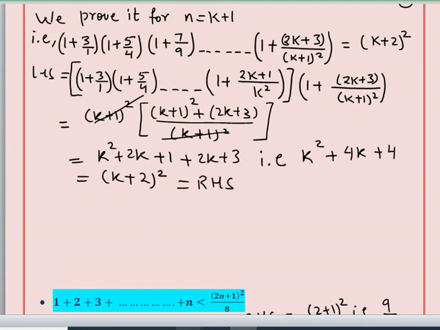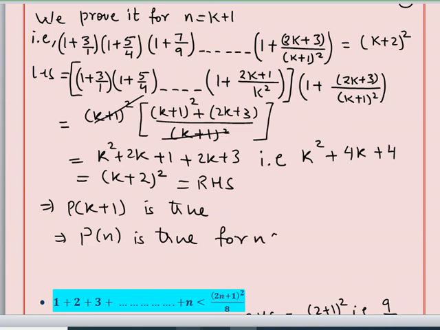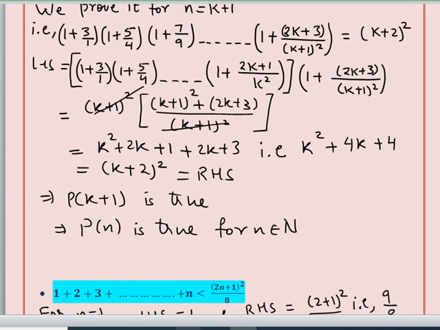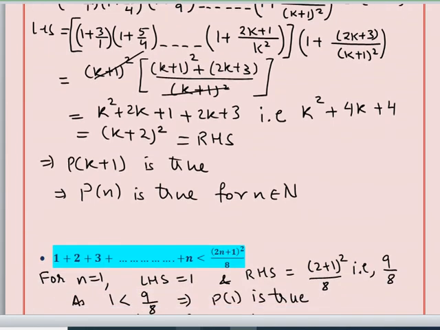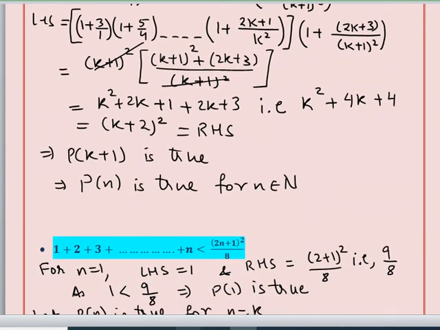So we could prove that the result is true for k + 1 also. So we can say P(k+1) is true, which further implies P(n) is true for all the natural numbers, so for all n belonging to capital N. So it is a simple procedure we need to follow in order to verify the result.